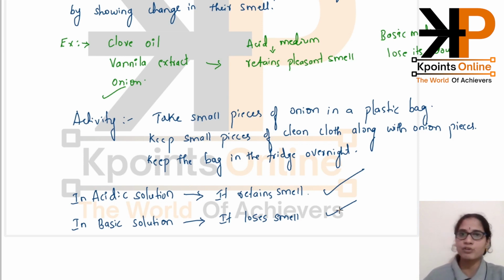These are special types of indicators in order to check whether a given solution is of acid or base by change in odor. This is how we will observe the changes.